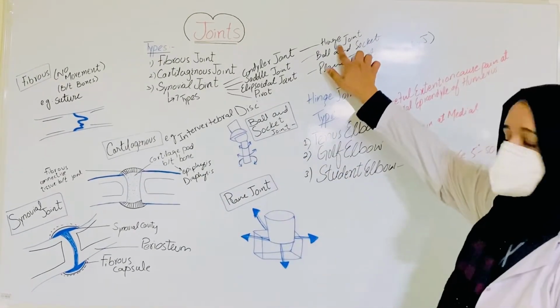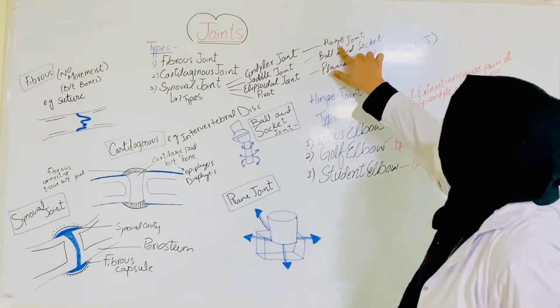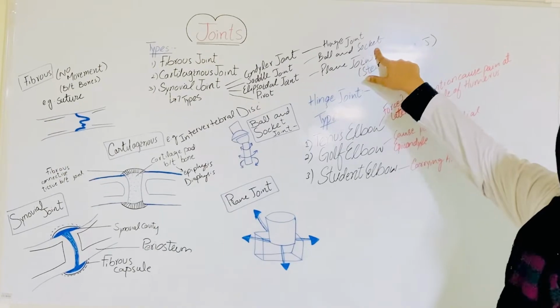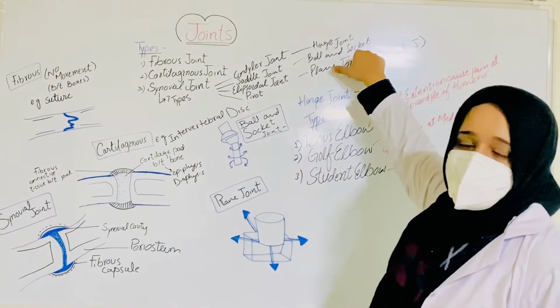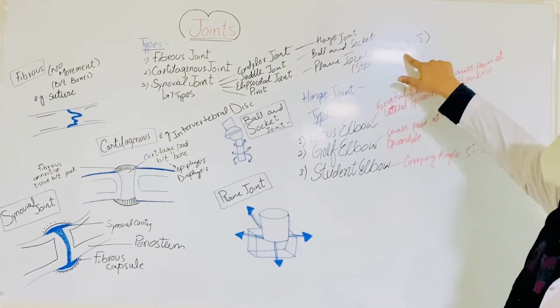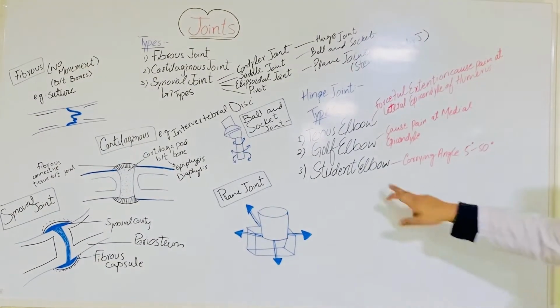Next one is the hinge joint. It is present in the shoulder and hip bone. Next one is the ball and socket joint. It is present at the knee, ankle. And the last one is the plane joint. It is the sternoclavicular joint. There are three types of the hinge joint.